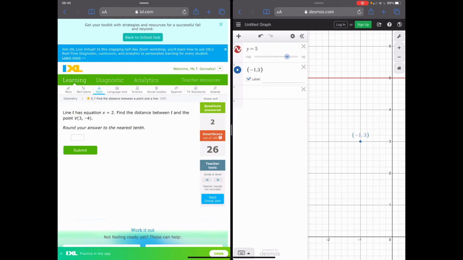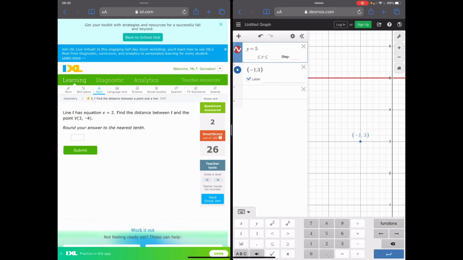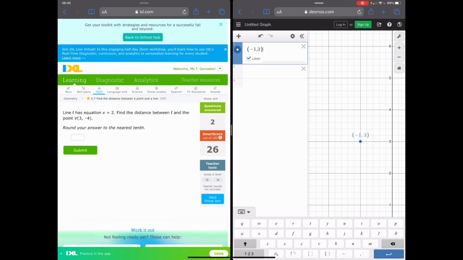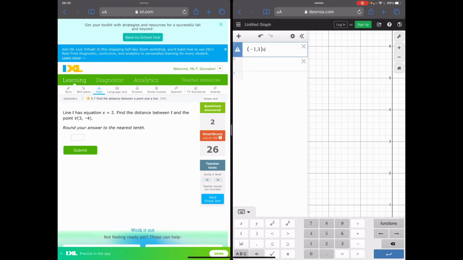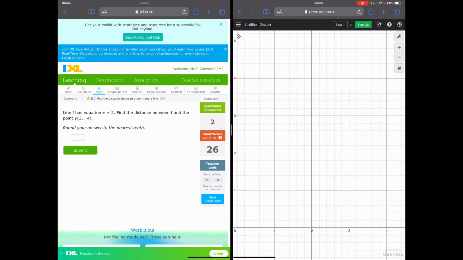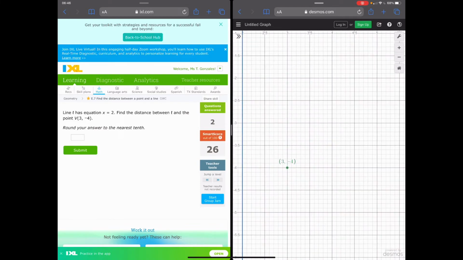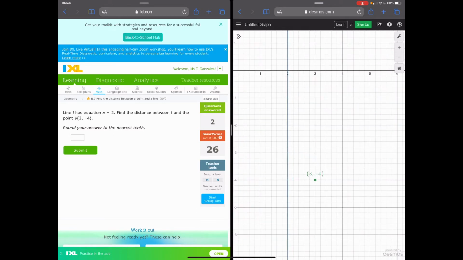Okay, and then it says line L has the equation x equals 2. So we're going to use x equals 2. And then find the distance between L and the point V, 3, -4. Oh, I have some typos here. Okay. So x equals 2. We're going to label that. And then our point is 3, -4. We're going to label that. Let's see where it shows up on our graph. I have the line, but where's the point? Okay. And then we're going to count the spaces. From 2 to 3, the space is 1.